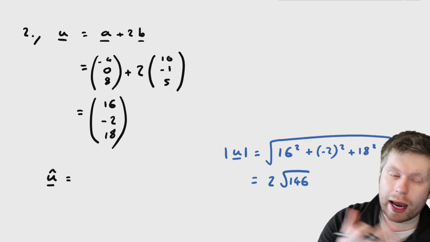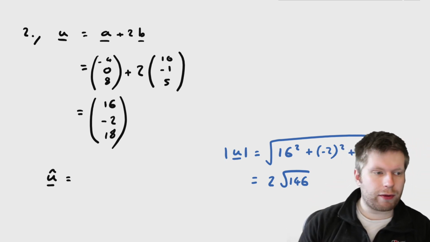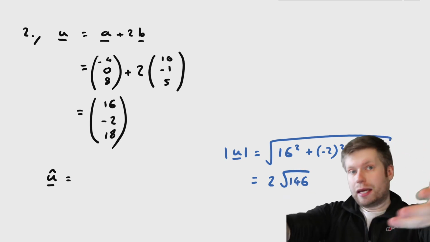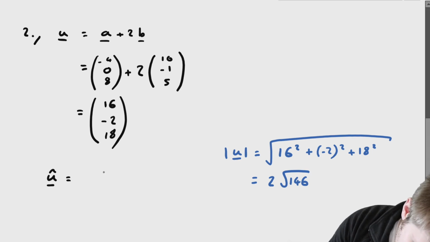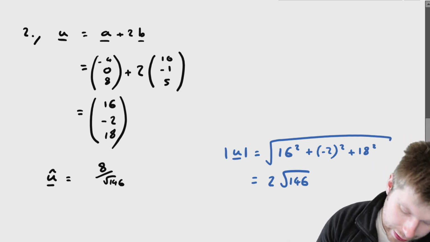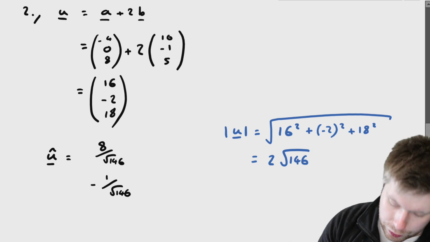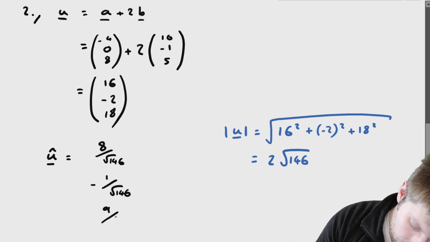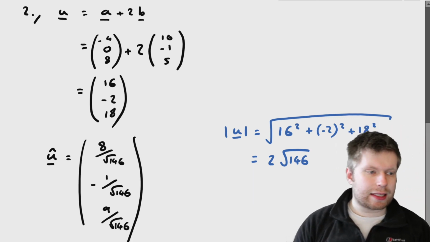Therefore, to find the unit vector, I take each component of my vector, the 16, -2, 18, and divide by the magnitude of that vector. So 16 divided by 2 root 146 is 8 over root 146. Then -2 divided by 2 root 146 is -1 over root 146. And 18 divided by 2 root 146 is 9 over root 146. Okay, fantastic. So that is the unit vector in the same direction as U.